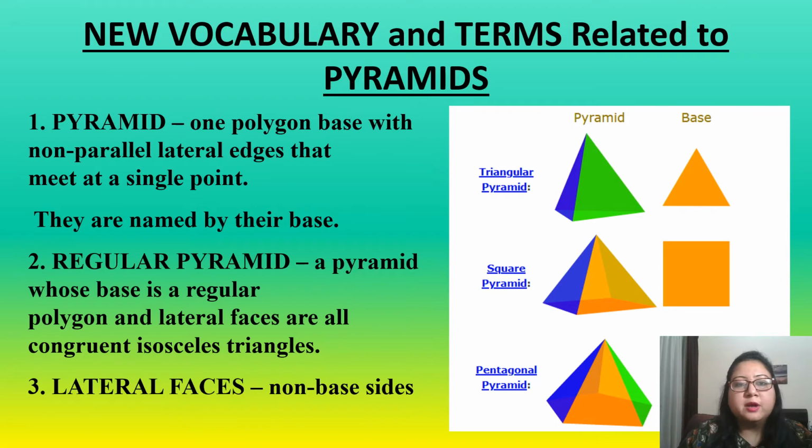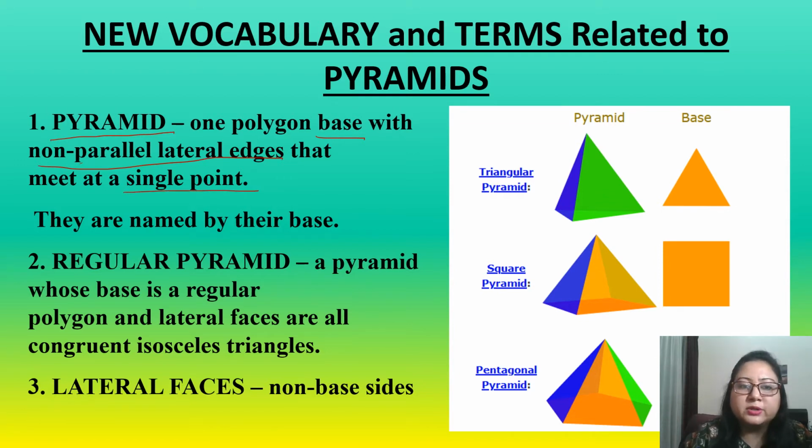Okay, so let me now introduce some new vocabulary terms related to pyramids that each one of you should be knowing. Let us first define what is a pyramid. So a pyramid is a three-dimensional solid which has a base and some non-parallel lateral edges. And usually these non-parallel lateral edges meet at a single point.